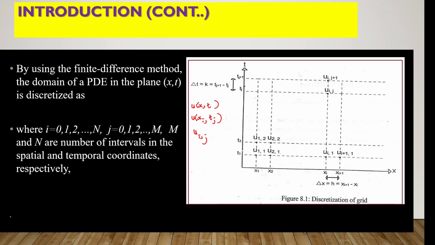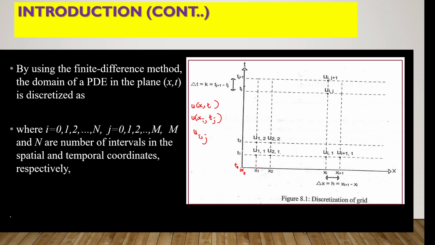So u(xi,tj) is simplified as uij. The variable x you are going to discretize, starting from x0, x1, x2, up to xi plus 1, where delta x equal to h is xi plus 1 minus xi. Variable t goes from t0, t1, t2 up to tj plus 1, where delta t equal to k is tj plus 1 minus tj. This is k. The increment of delta x is h.